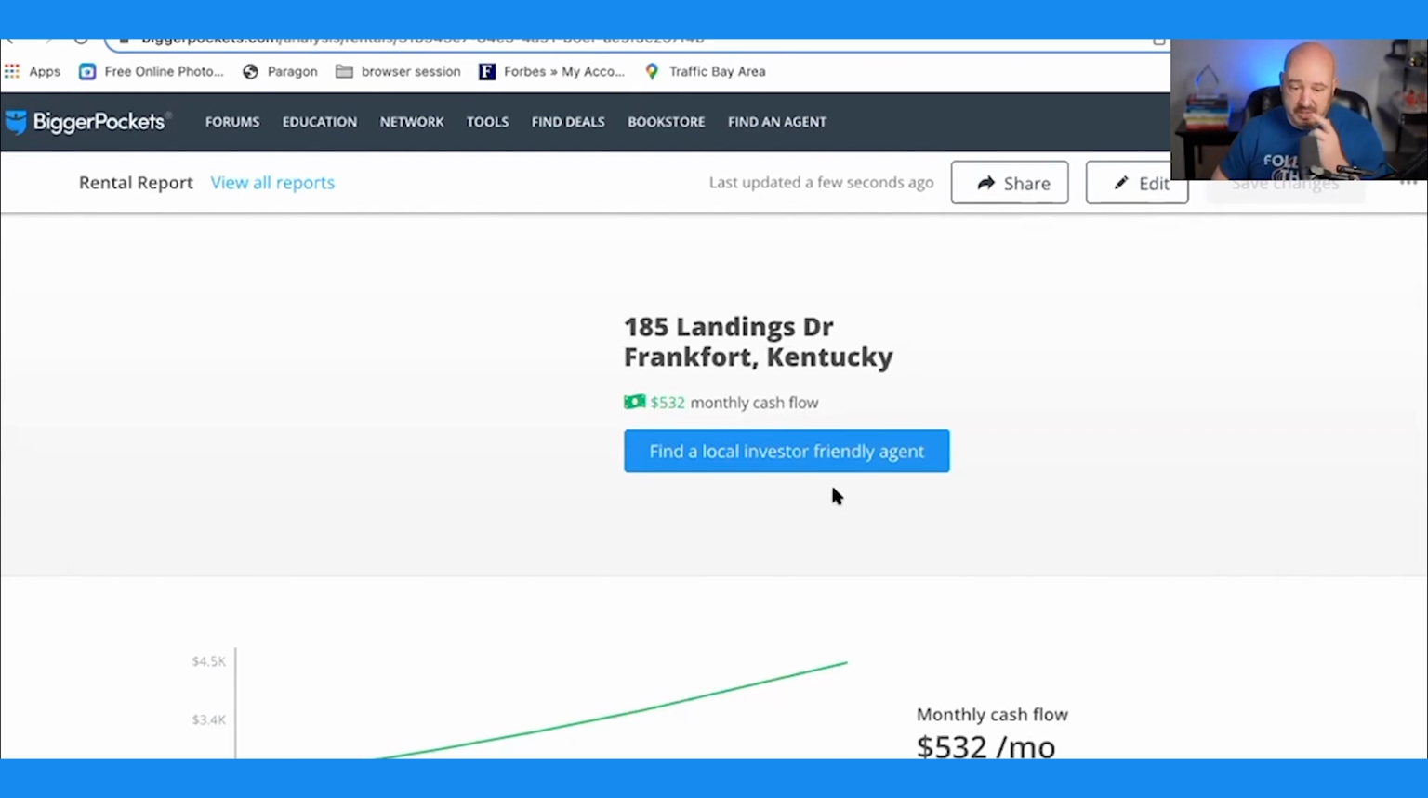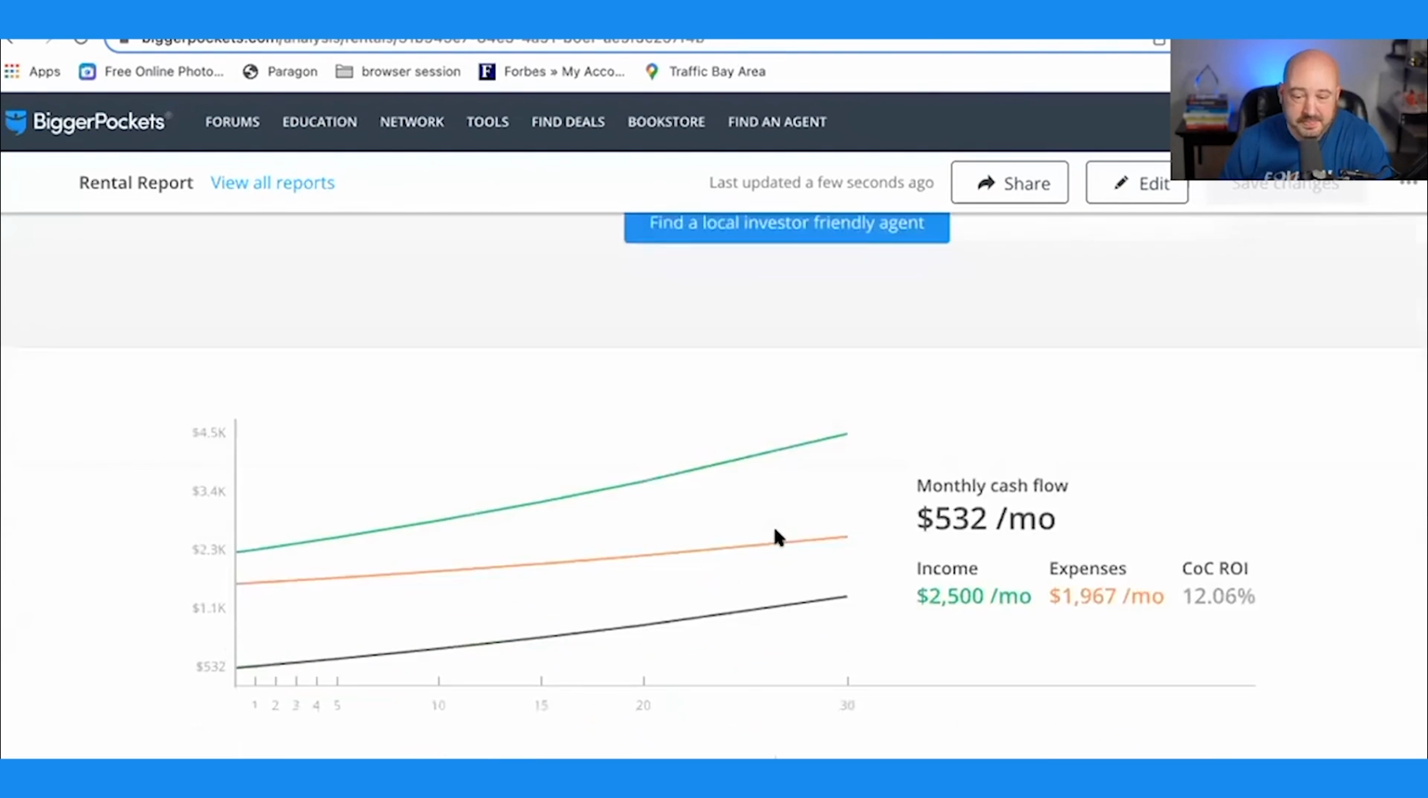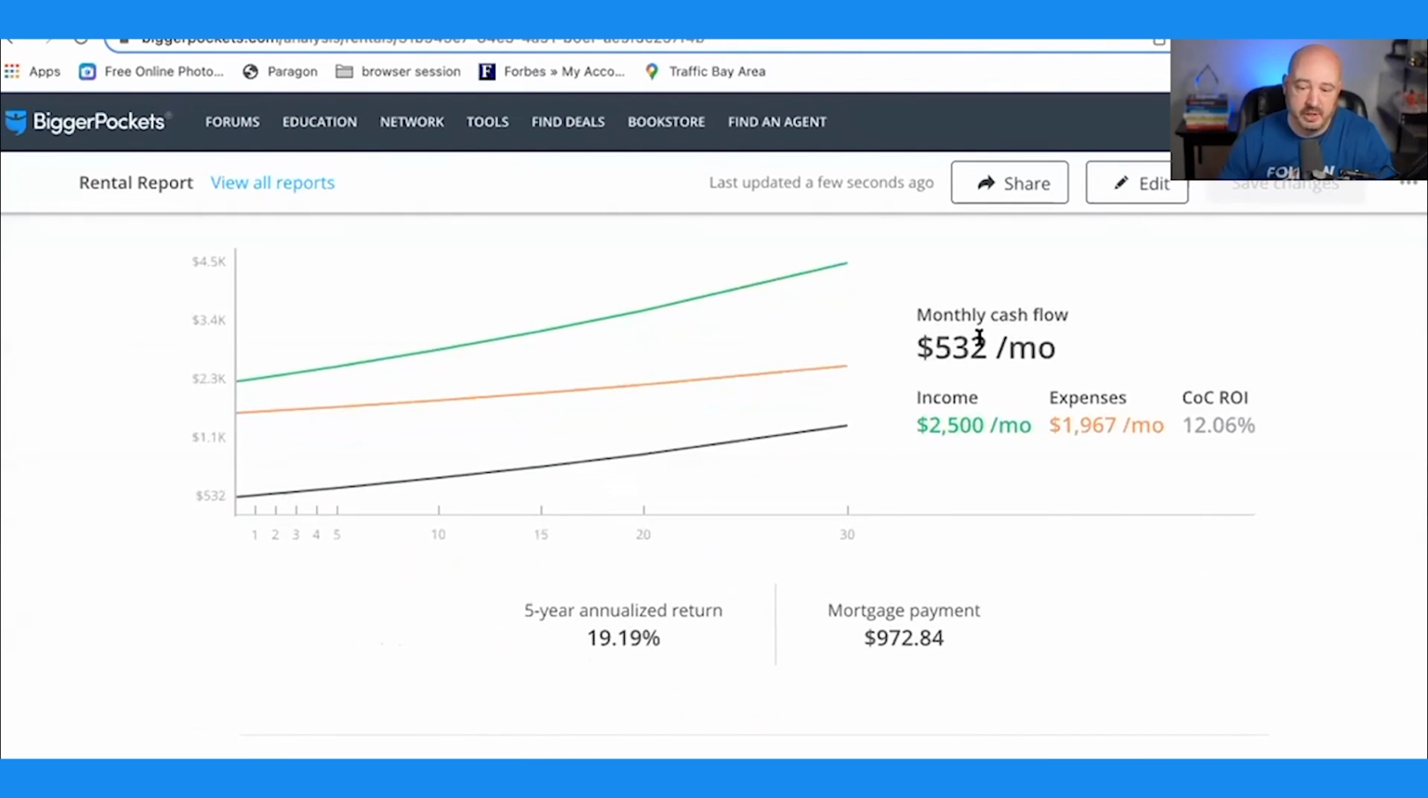But in the meantime, let's get back to our presentation, and I'm going to show you guys what this tool did for us. So here's our address that we just analyzed. If you wanted to find an agent to help you write an offer, you could click on this button and BiggerPockets will take you there. Let's look at the monthly cash flow. This is your cash on cash return that we talked about earlier. This property, we're estimating would bring us in $532 a month, which is a 12.06% ROI. Now, this is a preliminary analysis, but remember, we showed an 8% was a base hit, a 12% was a home run, and a 15% was a grand slam.